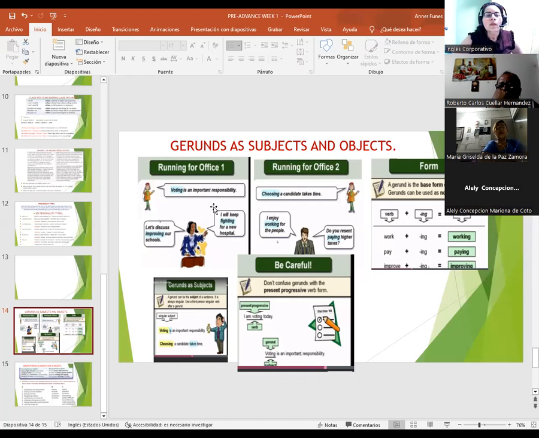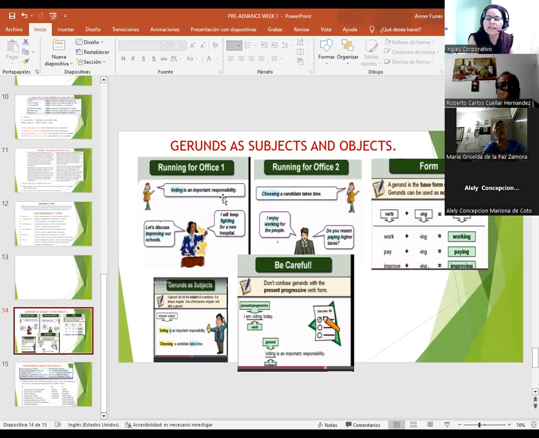Now, here we have another example. Gerund as a subject and object again. Boring is an important responsibility. Boring in this case is the verb plus ing. And then here is the action. Here it says, boring is an important responsibility.